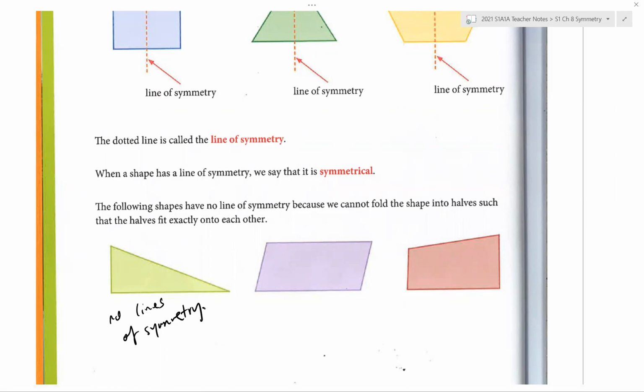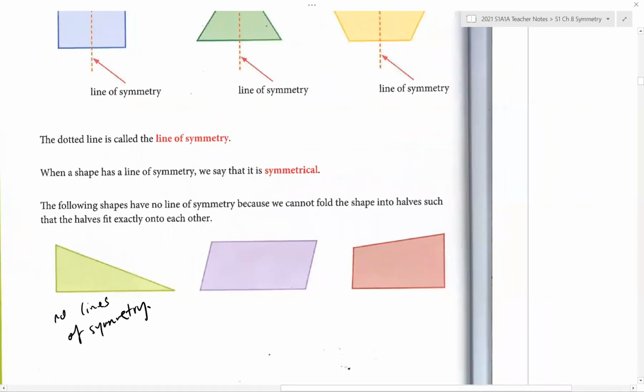Okay. Now let's talk about the last one first. The one in red looks like a trapezium. Likewise, you cannot draw a dotted line such that when you fold along the dotted line, you get the same shape. Cannot. There is also no line of symmetry. Now this over here, what is this shape called? Parallelogram. Yeah, it's a parallelogram. Does it have any line of symmetry? Have or not? What do you think? Looks like have, right?